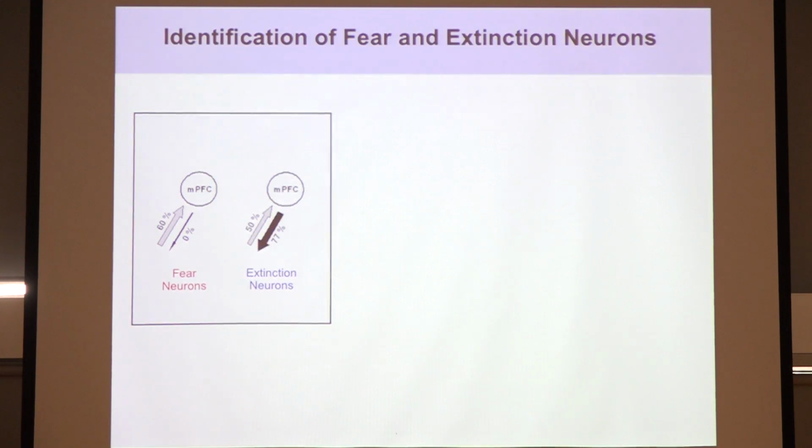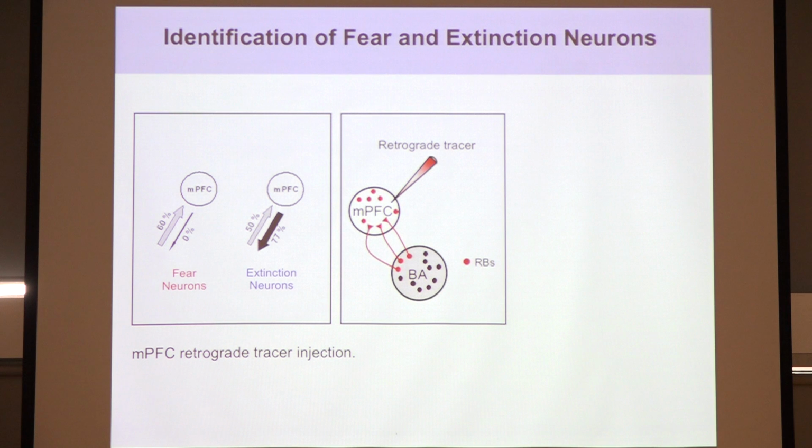So what do we know about fear and extinction neurons? The first thing we know is that fear neurons project to the prefrontal cortex, and extinction neurons project to and get input from the prefrontal cortex. So what we have done, we have used a retrograde tracer injected in the prefrontal cortex to back-label the cell bodies of the neurons projecting to the mPFC.